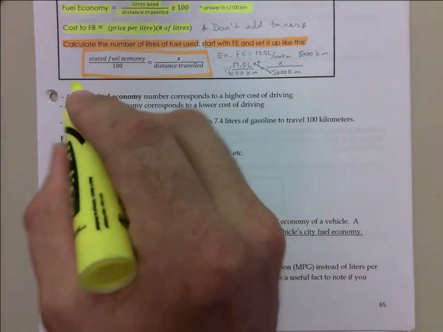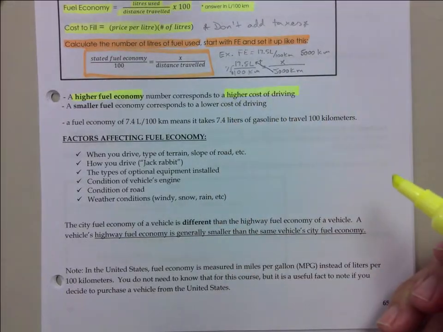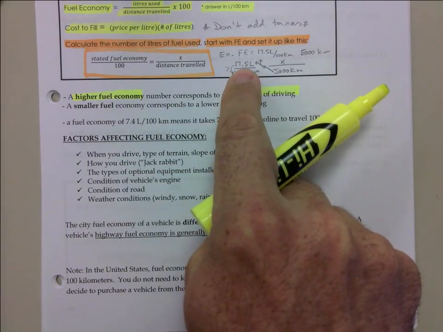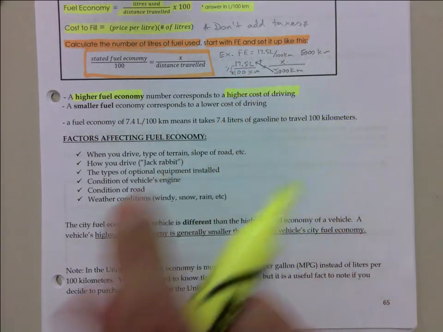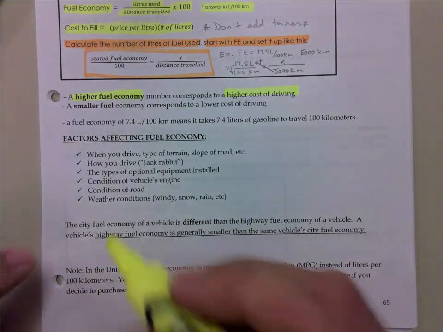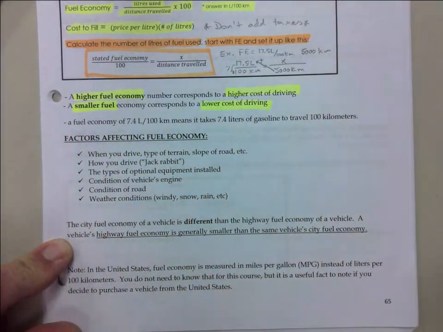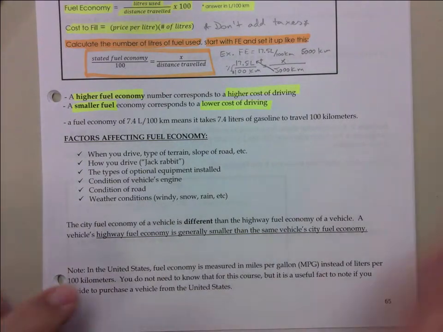Follow along. A higher fuel economy number means a higher cost of driving. The bigger the top number, 17.5, the worse it is. It gets worse than that, by the way. If you have a really old truck, like those V8s from the 60s or 70s, you almost need to have a gas station attached to them. Otherwise, a smaller fuel economy number will give you a lower cost of driving, okay?